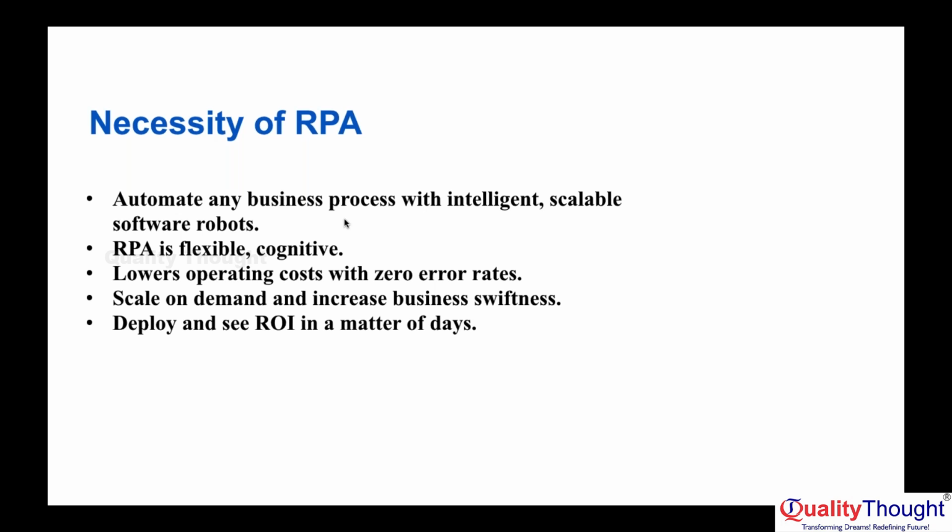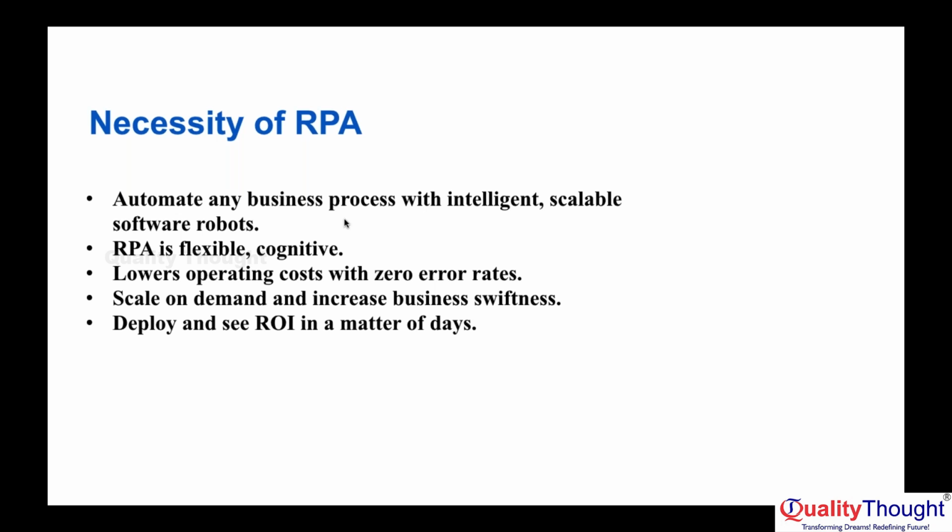You do not have the lag of time for replacing people or finding the right people. You need not take the effort to train them on the right path, because you already have your robots built, and you need not have them tested because they are already working in different places. And this scale on demand increases your business swiftness. So these are all the reasons that all companies are currently looking for.